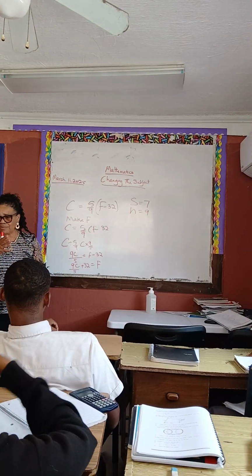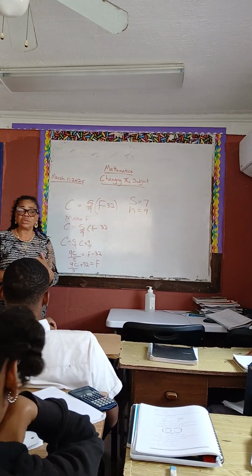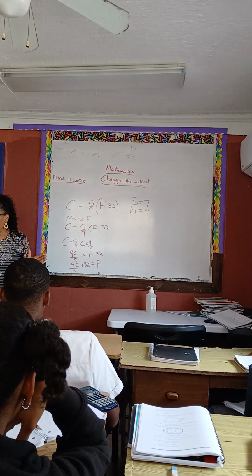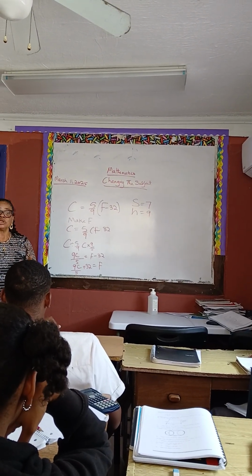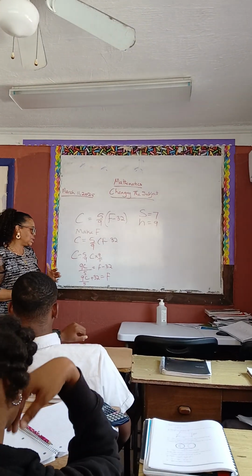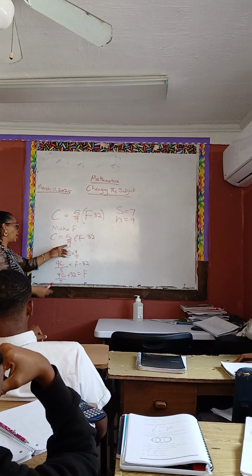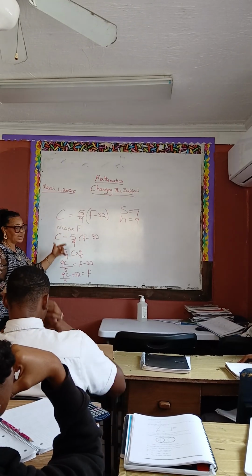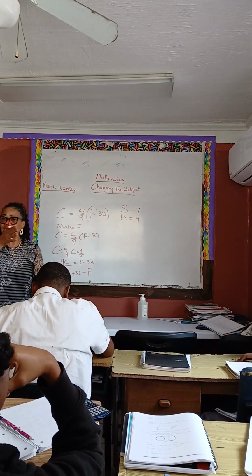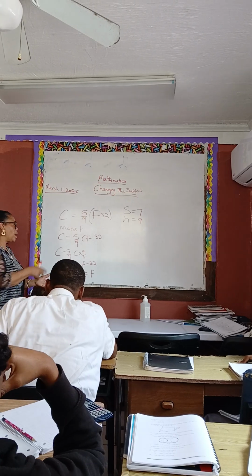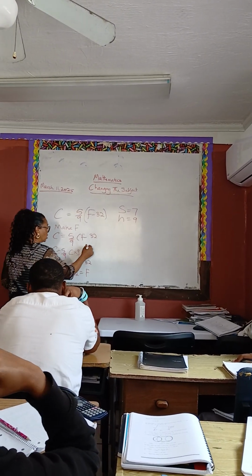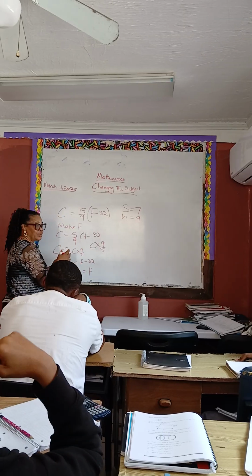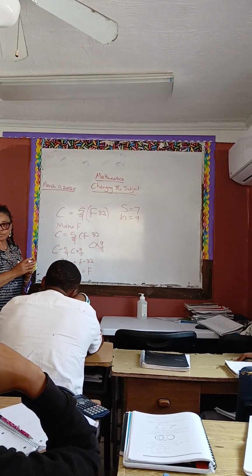So some people say flip, some say turn it upside down, some say the numerator becomes the denominator. Whichever way you want to say it, it's the same thing. Turn it upside down is what I always say. I'm turning this upside down. So 5 over 9 is going to become 9 over 5. So I am multiplying C times 9 over 5. I'm multiplying C times 9.